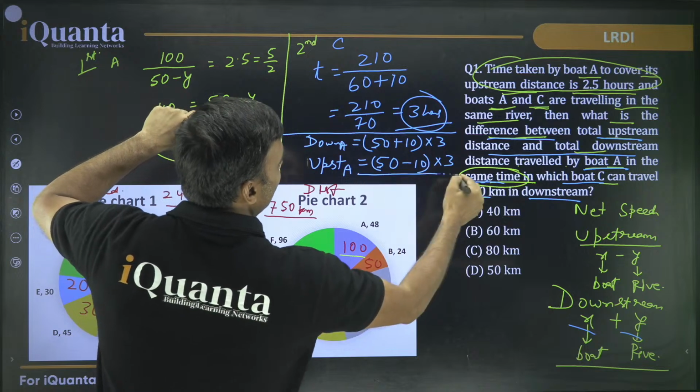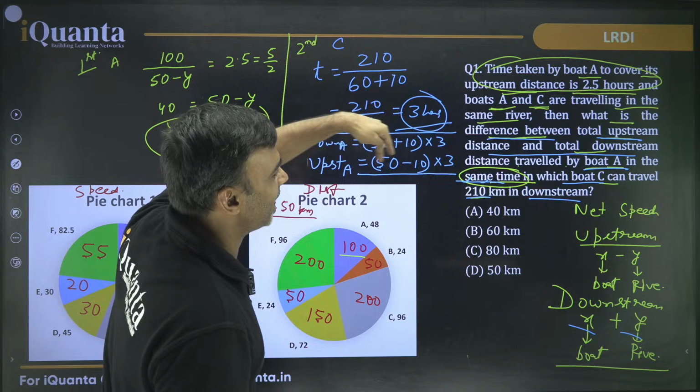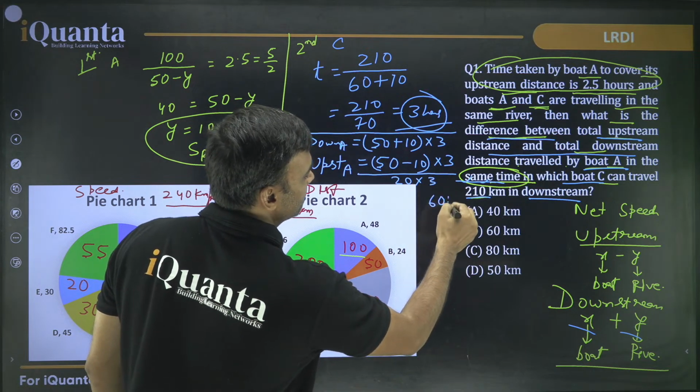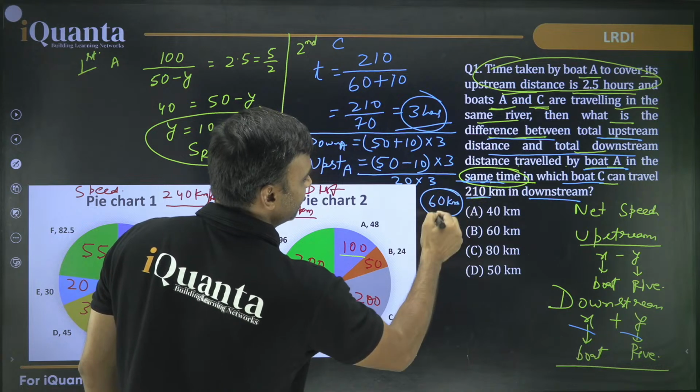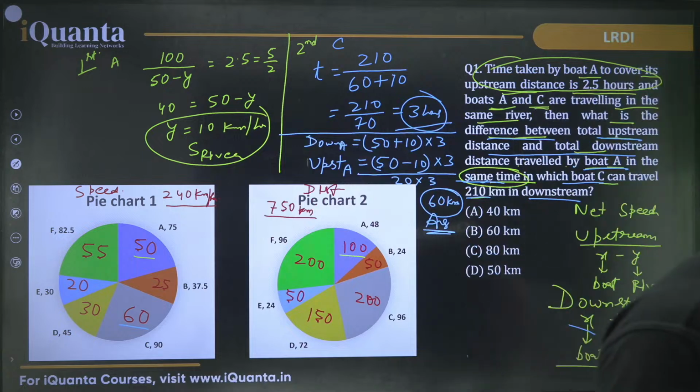And we have to subtract. If you look at it closely, 3 is common. Subtract, 60 minus 40, that is 20. 20 into 3, that is 60 kilometers. So the required difference is 60 kilometers, option B. It is just that you have to follow steps very carefully. The chance of making a mistake is really, really high.